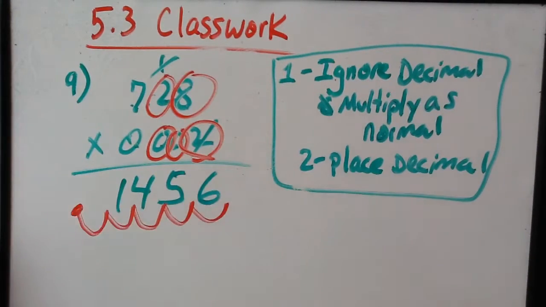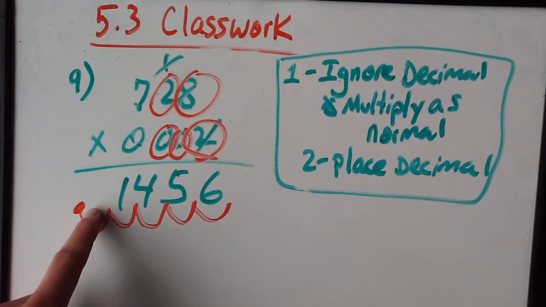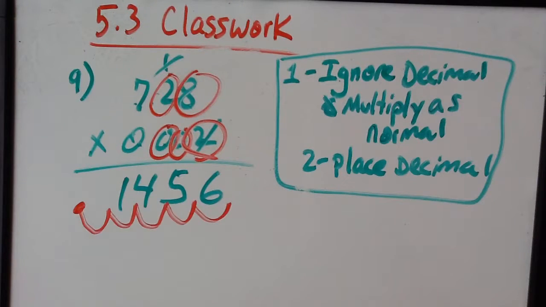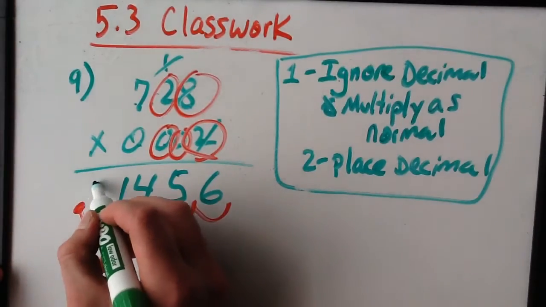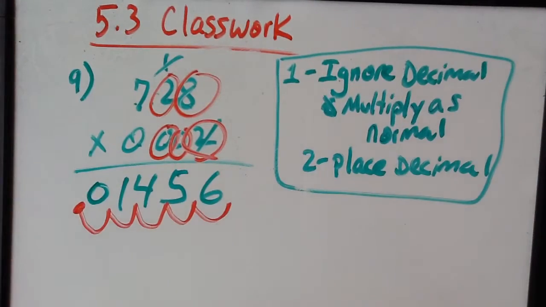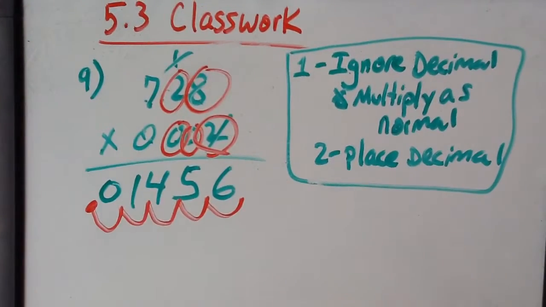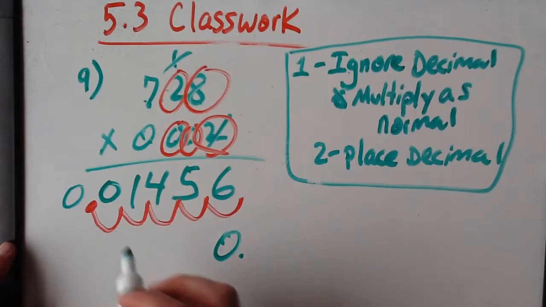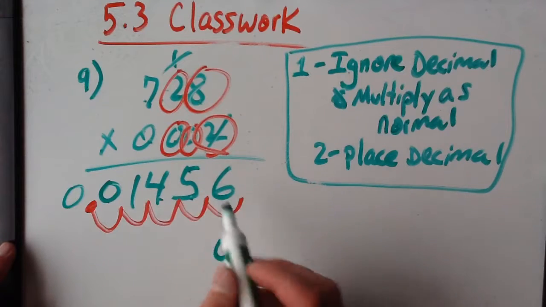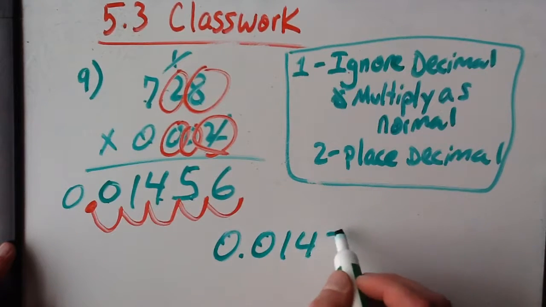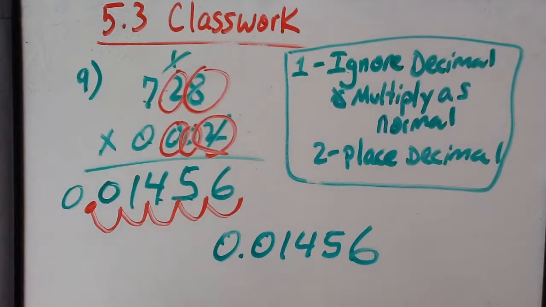There's my decimal. Now you may be saying, what digit is right there? I don't see a digit. Well, I can add a placeholder 0 right there. I can add a placeholder 0 there and before the decimal. Right? There's also a placeholder 0 there. So my answer would be 0.01456.